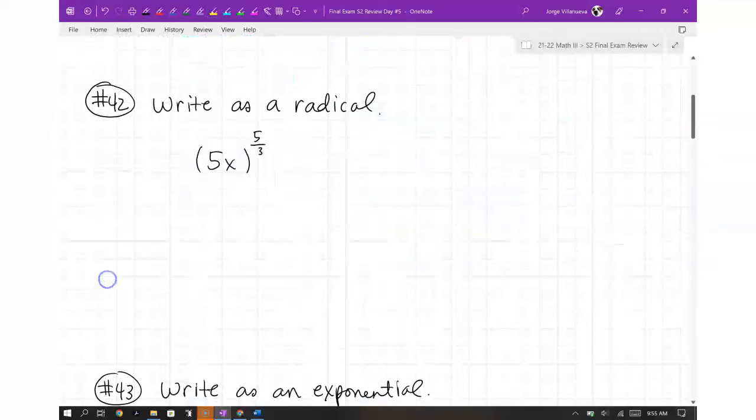42, same question, just write it as a radical. Okay? Write it as a radical. So remember, since it's a fractional power, the 5 is my power, the 3 is my index. So this is index of 3.